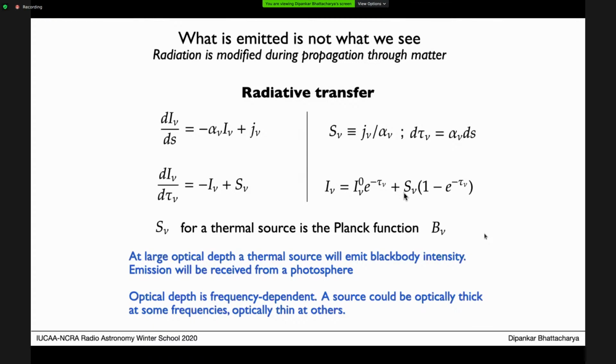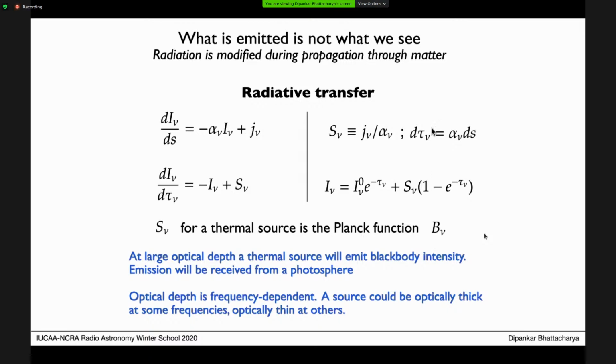So when tau nu goes to infinity, I nu becomes S nu, and if the source happens to be thermal, then S nu is B nu, so it is a Planck function or a blackbody function. So therefore, at large optical depth, a thermal source will emit blackbody intensity, and this emission will be received from a photosphere where the optical depth falls below 1.